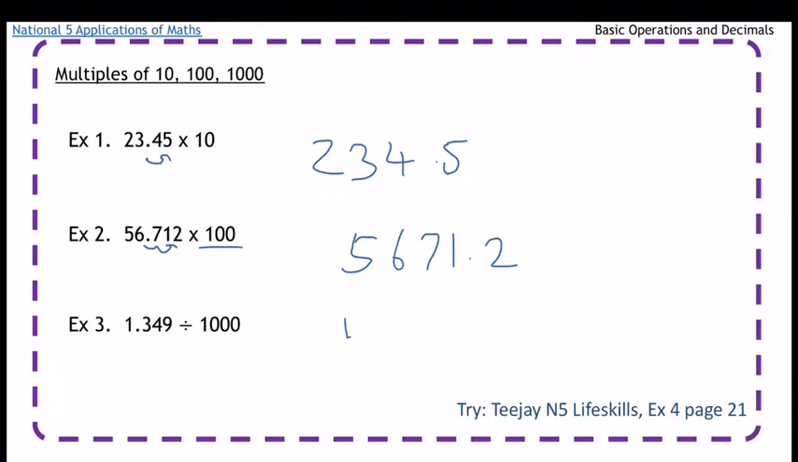With the third one, 1.349 divided by 1,000. I'm going to write that out again, 1.349. And we're going to divide it by 1,000 this time, so it's going to get 1,000 times smaller. So I'm going to move that decimal point 1, 2, 3 spaces. So in theory it should be here. So 0 point, and then everywhere there's a gap, just put a 0. So there's two gaps there, and then there's 1, 3, 4, 9. So your answer is 0.001349.